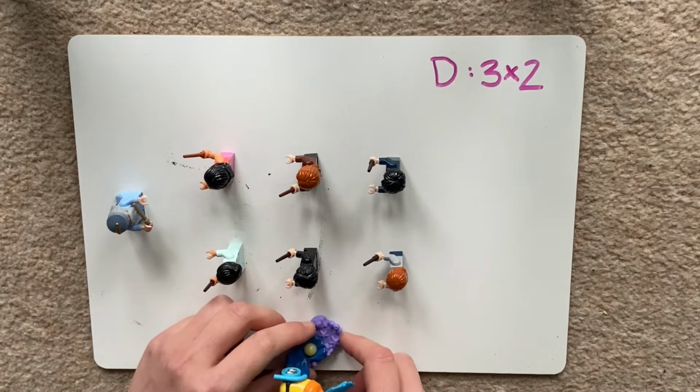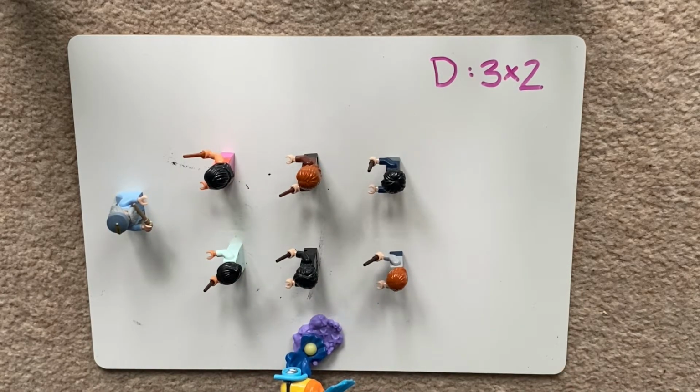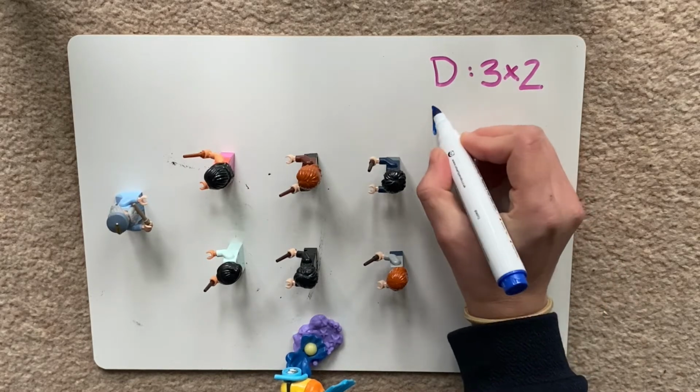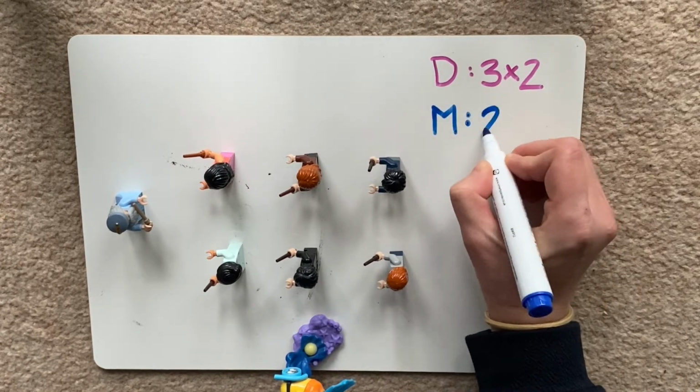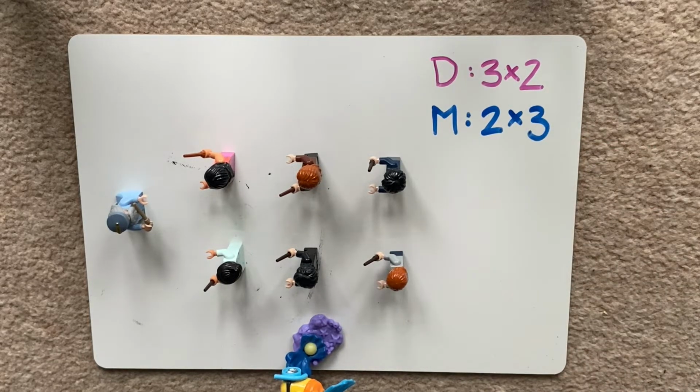Then Mr. Minion comes along and says, no. There are 2 groups of 3 children. Mr. Minion says there are 2 groups of 3 children.